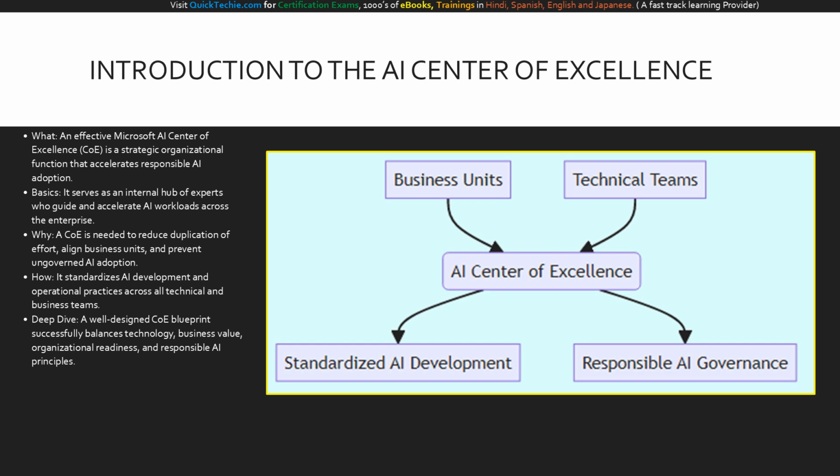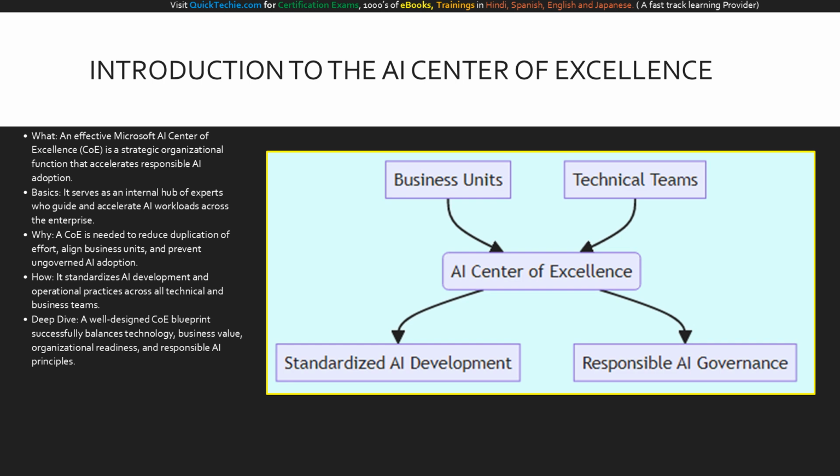When designing an overall AI strategy for business solutions, you must include an AI COE as a primary focus. What exactly is it? An effective Microsoft AI Center of Excellence is a strategic organizational function designed to accelerate responsible AI adoption. Basically, it serves as an internal hub of experts who guide and accelerate AI workloads across the entire enterprise. Why do we critically need it?